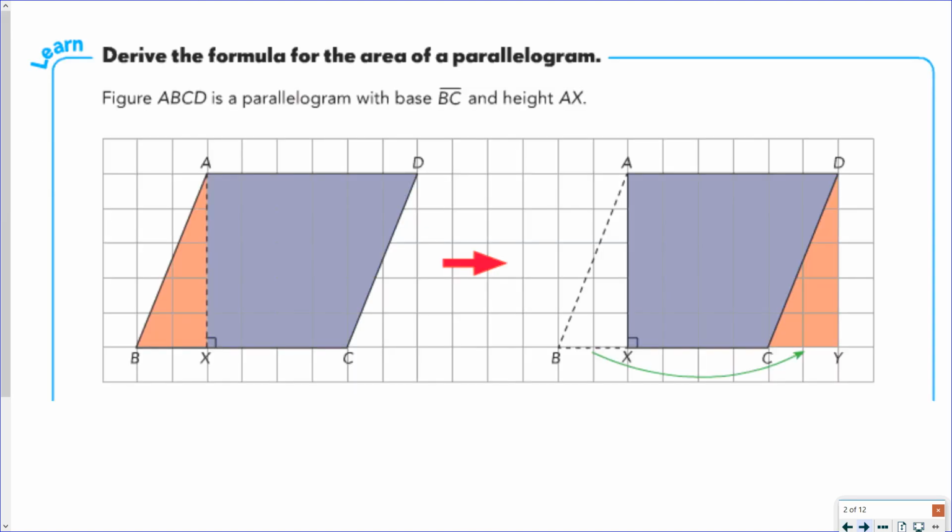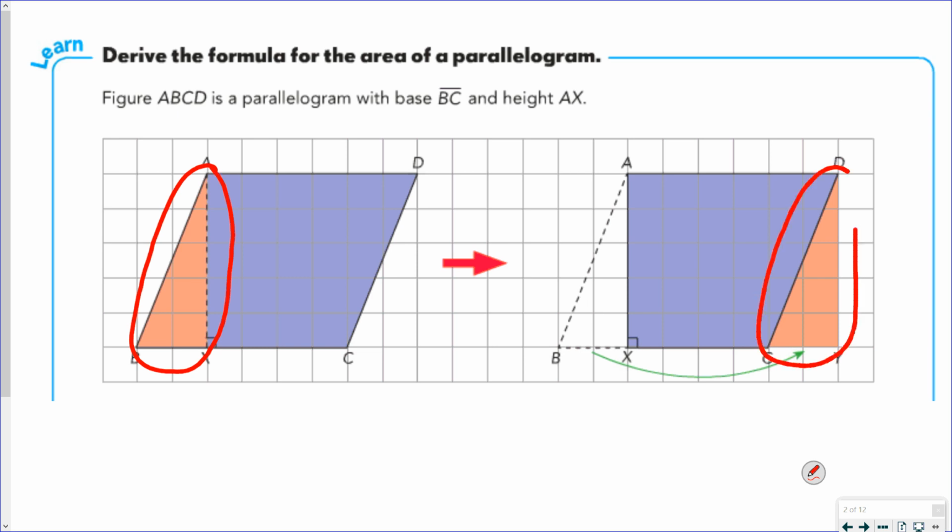All right. So here we have figure ABCD, and that is a parallelogram. And it's a parallelogram because it does have 4 sides, and opposite sides are parallel. And so you'll notice that if we take this little triangle section that's in the maroon, so this piece right here, and if we take that off and we move it to the other side of the parallelogram, you'll notice that we've now created a rectangle.